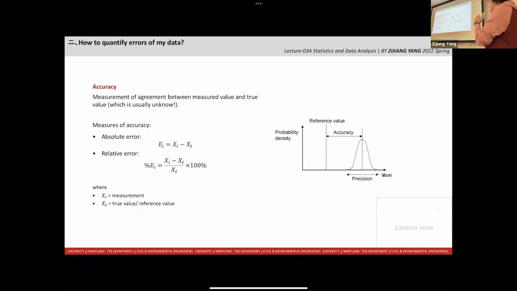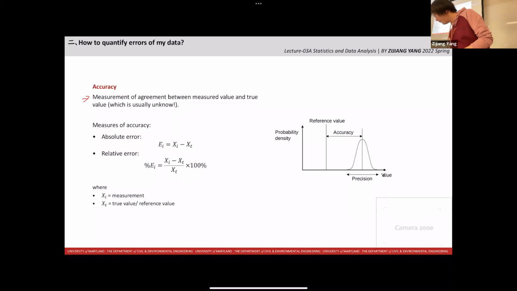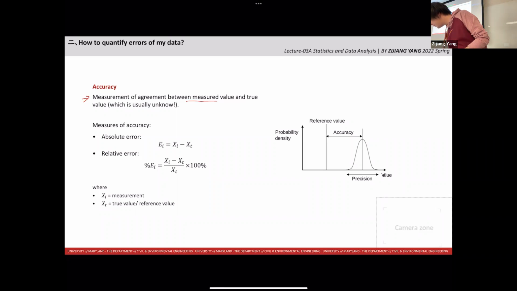Let's look at accuracy and precision. Accuracy refers to the agreement between the measured value and the true value. And again, the true value is usually unknown, or we may call it a reference value. We will be talking about the reference value in the organic chemistry units, and I guess at that time you may have more understanding about this reference value.